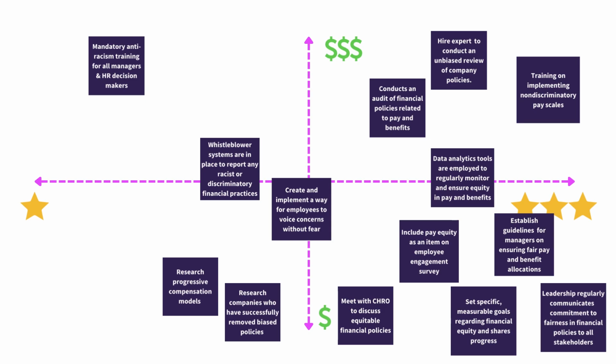And I went ahead and mapped on my 2x2 items from my brainstorm. And you can see that some of the things that I put in the cost a lot of money, not super beneficial, are like mandatory anti-racism trainings for managers and HR decision makers. And on the other side, you can see I put things like training for implementing the non-discriminatory pay scales. Potentially costs a lot, but might return a lot of value for employees, or hiring an expert to conduct a review of the company's policies, or getting leaders to communicate their commitment to financial fairness, which is an item that I said costs not very much, but high impact for employees.